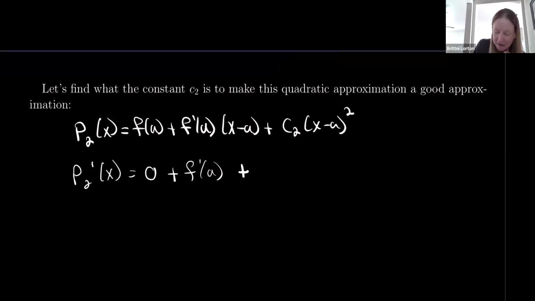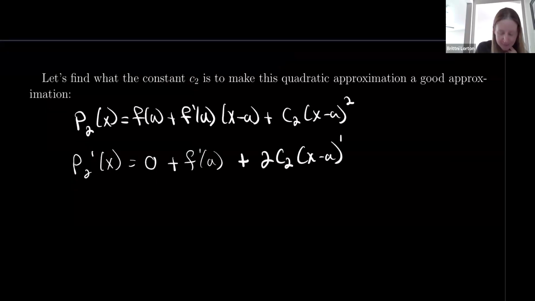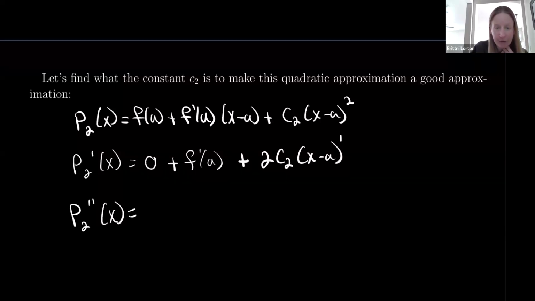That's better. Plus, and then I'm going to take the derivative of this guy, bring the 2 down, then I would get 2 times c2 times x minus a to the 1. And then it's time to try to find the second derivative. So that was the first derivative. I'm going to now find the second derivative to see what happens.